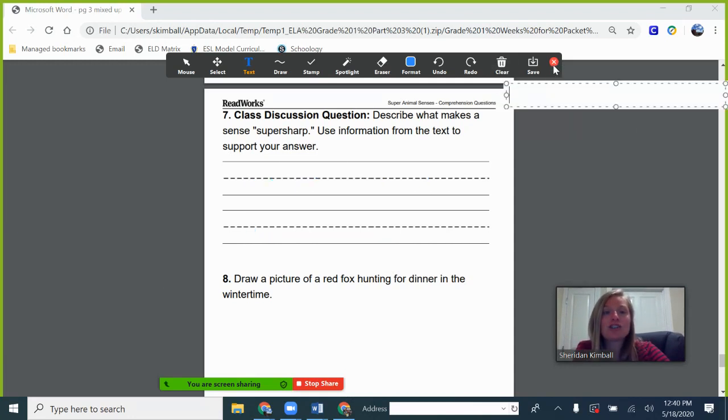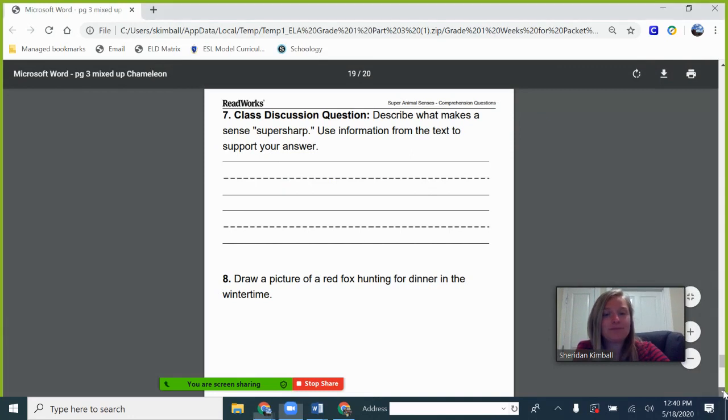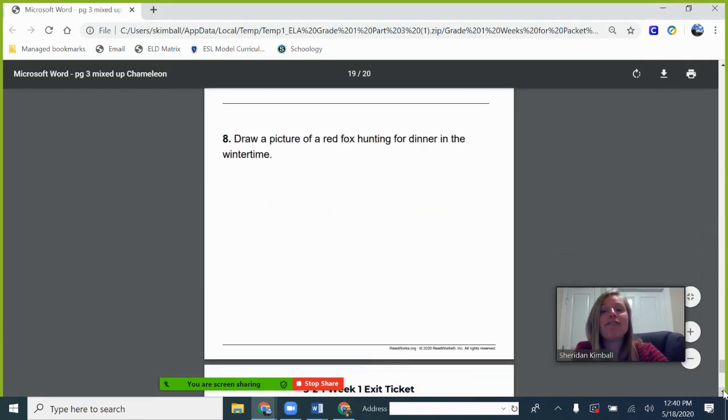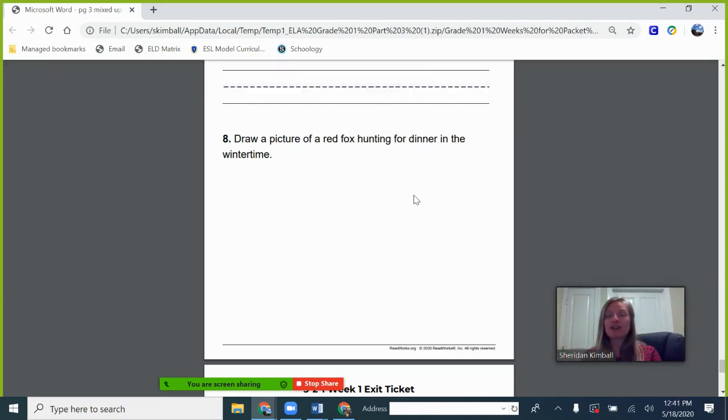Okay, here is our last question, number 8. Draw a picture of a red fox hunting for dinner in the wintertime. Ooh, so exciting. So, friends, on number 8, all you have to do is draw a picture. That is so super fun. So you can go onto maybe the computer to look at what a fox looks like, and then you could think about it hunting dinner in the wintertime. Okay, draw a picture right there.